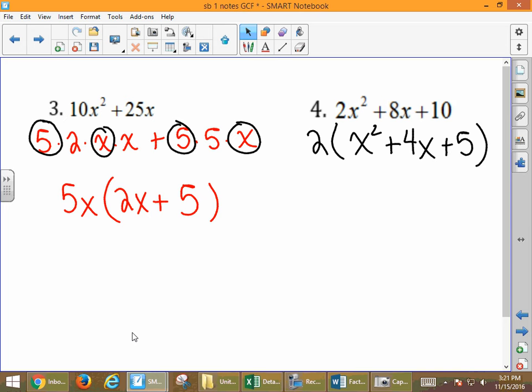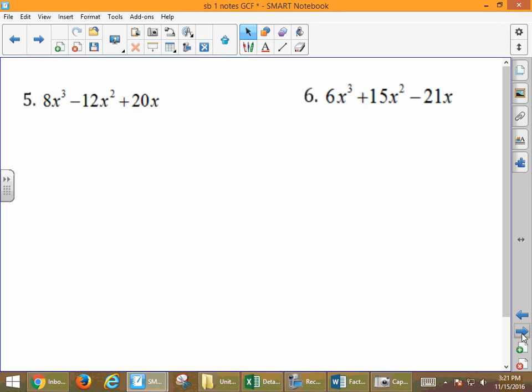What's in common in all of our terms that we can write out in front of the parentheses? And by the way, sometimes people call this reverse distributive property. Because if we multiplied x squared by 2, we get 2x squared. And if we multiplied 4x by 2, we get 8x. And if we multiplied 2 times 5, we get 10. It's the reverse of the distributive property. But let's keep practicing with the greatest common factor.